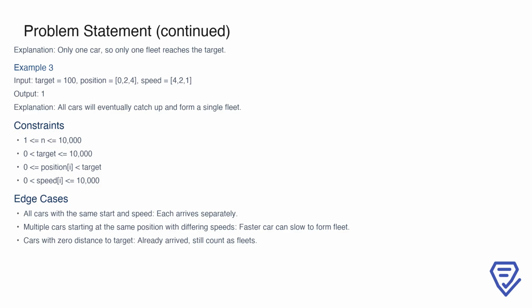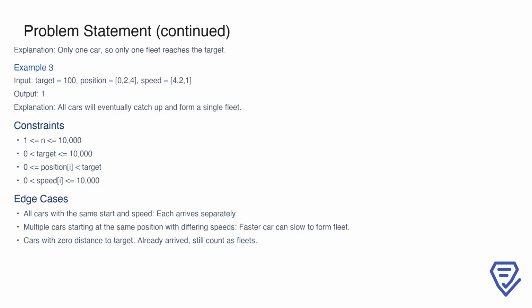For example 2, only a single car is present. Naturally, the answer is 1 fleet. Now, example 3, the cars at positions 0, 2, 4, with speeds 4, 2, 1, eventually catch up before the destination, and all travel together as a fleet. The answer is 1 fleet.